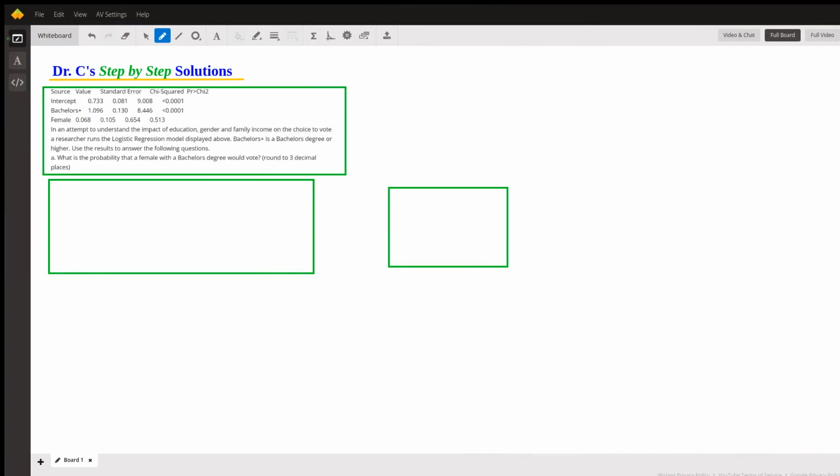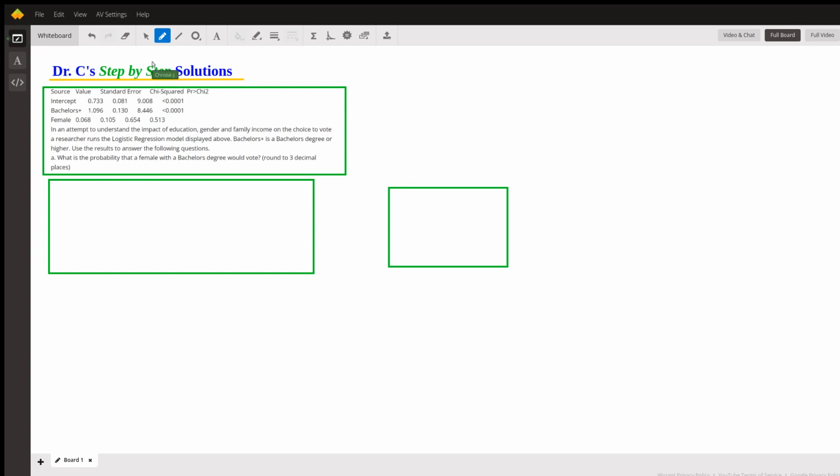It's Dr. C, and today we will be going over how to navigate word problems as well as interpret output. So, this question essentially is going over the probability of voting. And so we see we have a female and then bachelor's plus. And they did say that bachelor's plus is a bachelor's degree or higher.